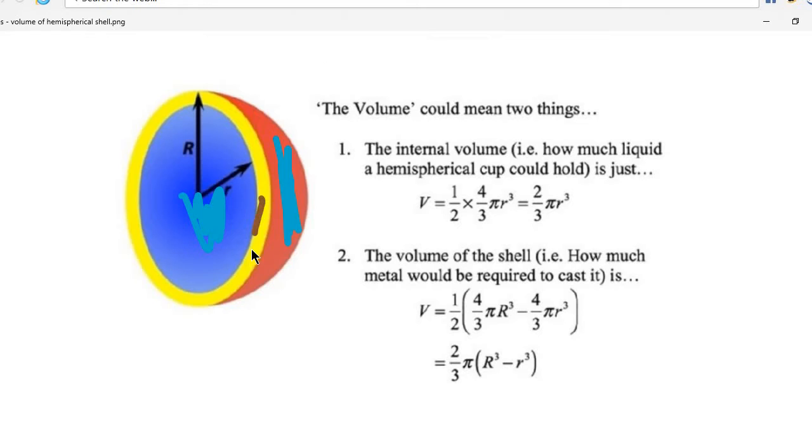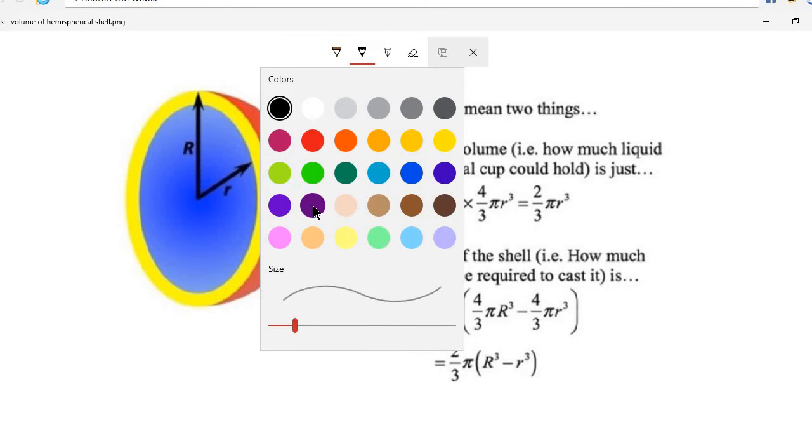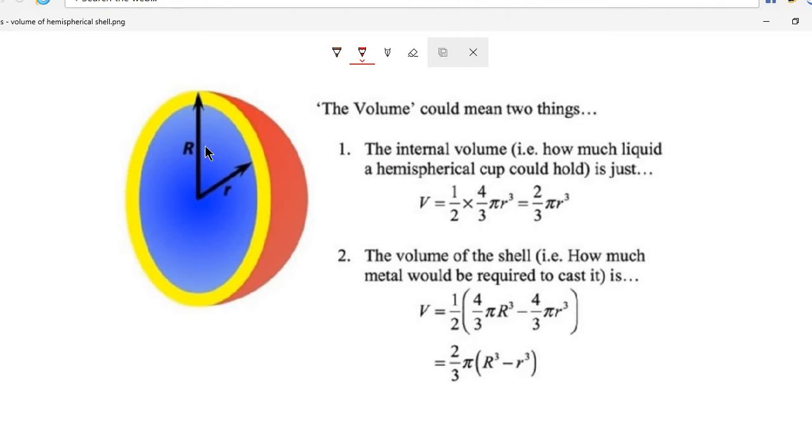This whole yellow part is called the thickness of the shell. One relation between the radius and thickness is that your big radius is equal to the small radius plus thickness. See, this big radius is equal to the small radius plus thickness, this is the thickness part. So thickness plus small radius gives me the big radius.